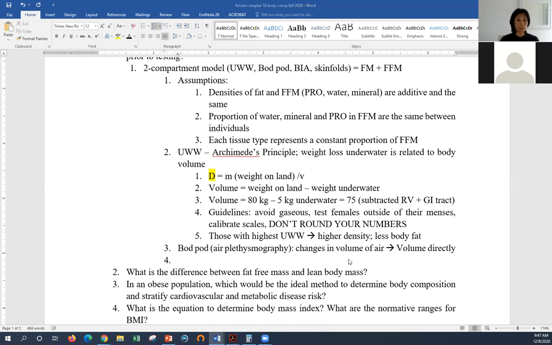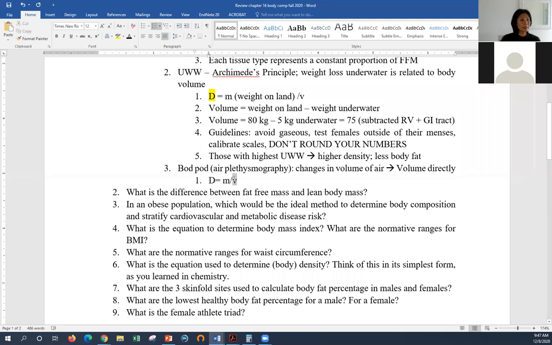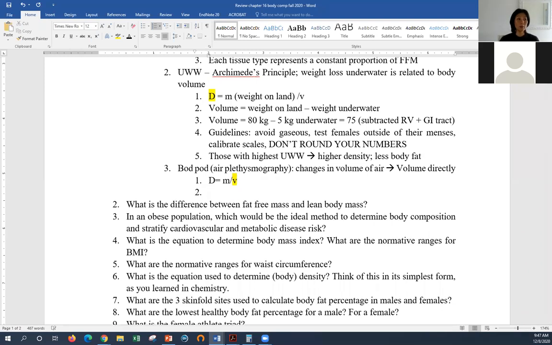So it uses the changes in air volume to determine body density, because this uses the same equation, right? Where now the Bod Pod is measuring volume directly, and we know the person's mass, which is their weight on land, so we can determine their body density. From then we can plug that into the equation for body fat to determine someone's body fat.